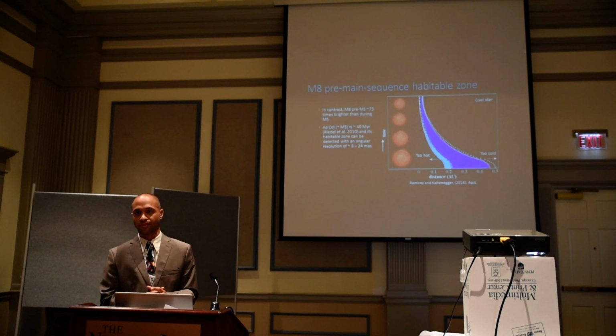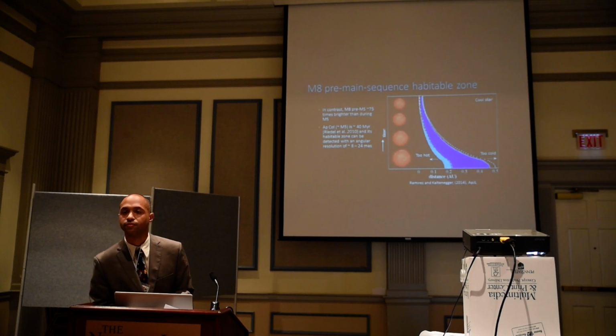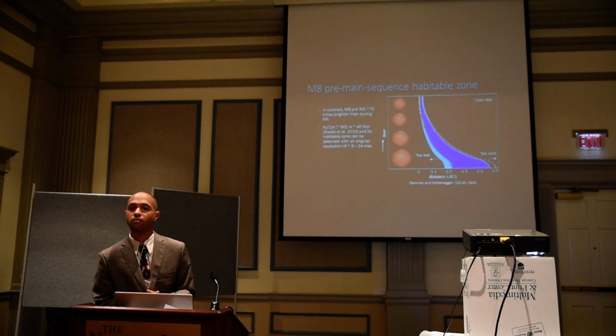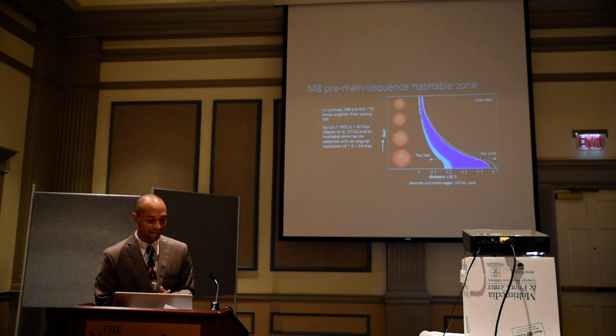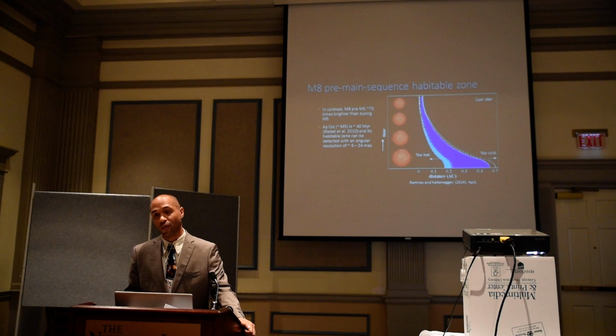So do we know what the age distribution of M dwarfs is? Like what fraction of nearby M dwarfs are on the pre-main sequence and what fraction is on the main sequence? So yeah, that's a very good question, and that's actually ongoing work.